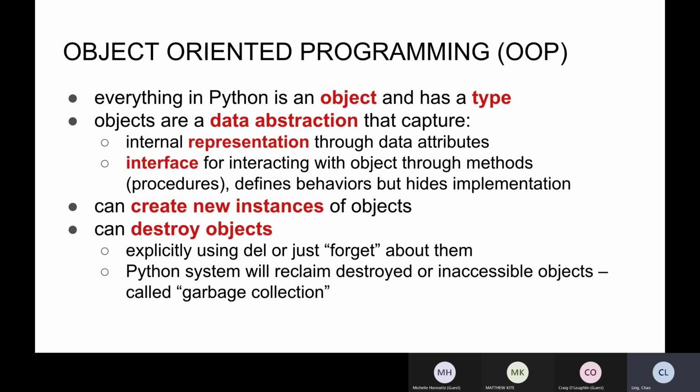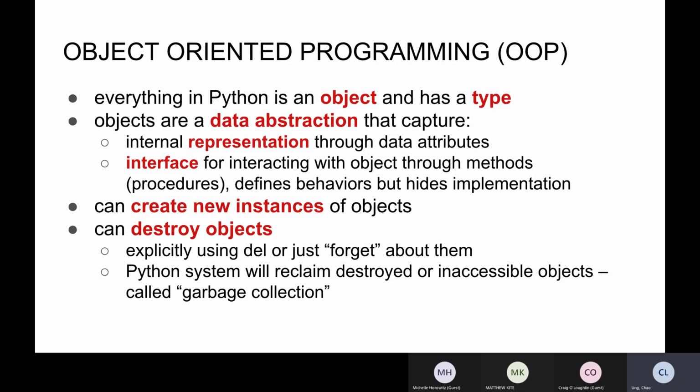And an object is a data abstraction that captures internal representations through data attributes. For example, if it's a Python string, it's basically a collection of characters, right? And of course, you have a length function. You can sort them. You can capitalize them. There's a lot of functions that you use on strings. You have used a couple of them. These are the operations on strings, okay? And you can interact with those, like get a substring out of the entire string. So these are the not custom, but built-in objects.